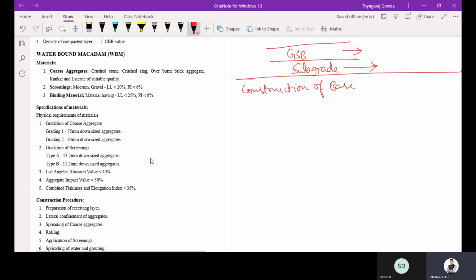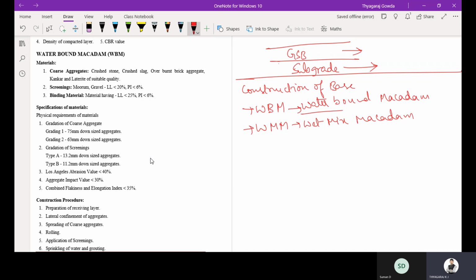There are various types of base courses. Among those, for your syllabus there are only two. One is the WBM base course, and the other is the WMM base course, that is, the waterbound macadam base course and the wet mix macadam base course. For your syllabus, we cover the construction specifications and quality control tests of waterbound macadam and wet mix macadam.